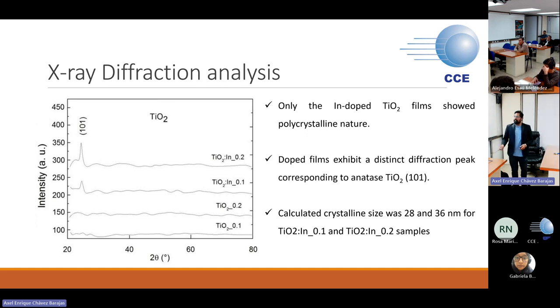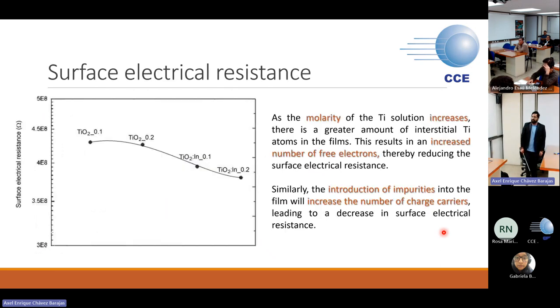But however, the most interesting is, with the same conditions, when we dope the material with indium, we observe the crystallinity of titanium oxide, the 101 peak. So we can form the phase at lower temperatures where in the pure it wasn't possible, but after the doping, we observe the crystallinity of the material. That is one of the interesting results, and we have calculated the crystalline size. It was around 28 and 36 nanometers for the increase in molarities. It's very obvious because it has higher concentration.